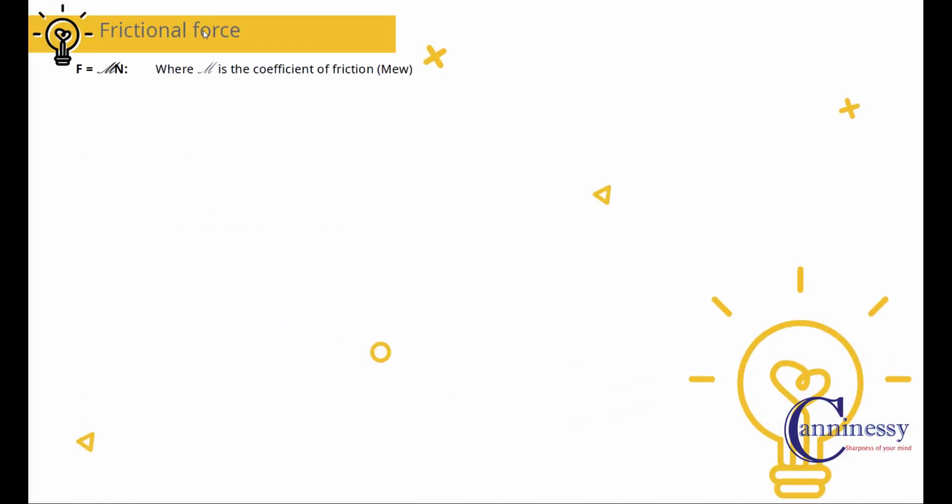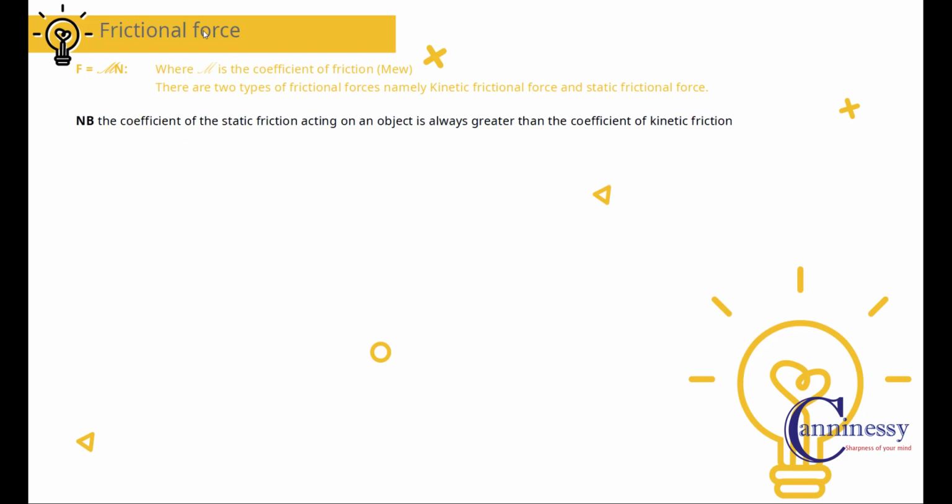Frictional force. This is the formula for calculating the frictional force acting on an object. F is equal to mu times normal force, N, where mu is the coefficient of friction, pronounced as mu. There are two types of frictional forces, namely kinetic frictional force and static frictional force.